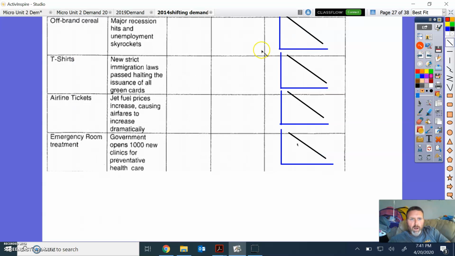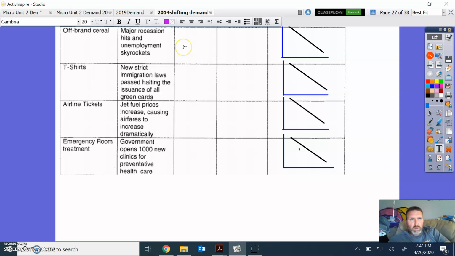Okay, off-brand cereal. Major recession hits. It's just Honey Nut O's. Yes, I love those Honey Nut O's. Why? Because it's a change in income, right? It's an inferior good. New strict law? No shift. Why? It's a government policy.